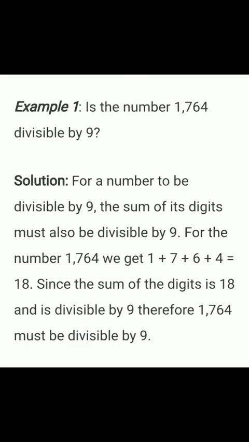Example number 1. Is the number 1764 divisible by 9? Okay. For a number to be divisible by 9, the sum of its digits must also be divisible by 9. For the number 1764, we get 18. Since the sum of the digits is 18 and it is divisible by 9, therefore 1764 must be divisible by 9.